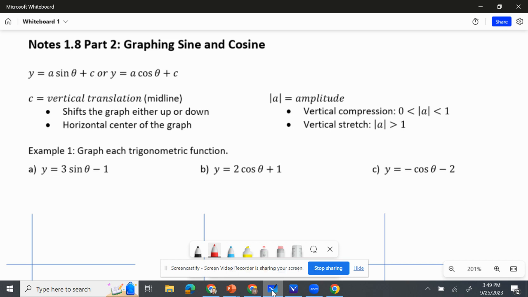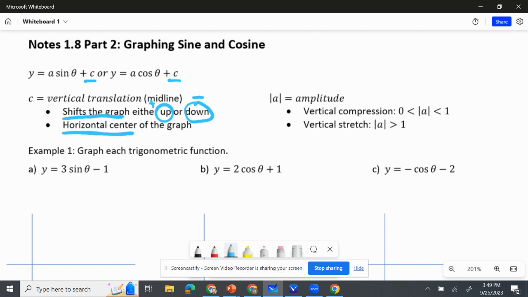What we're going to do is continue graphing sine and cosine curves. What we did last time was we focused on our vertical translation or our midline, and that's our constant value. It shifts the graph either up if it's positive or down if it's negative. It changes the horizontal center of the graph.